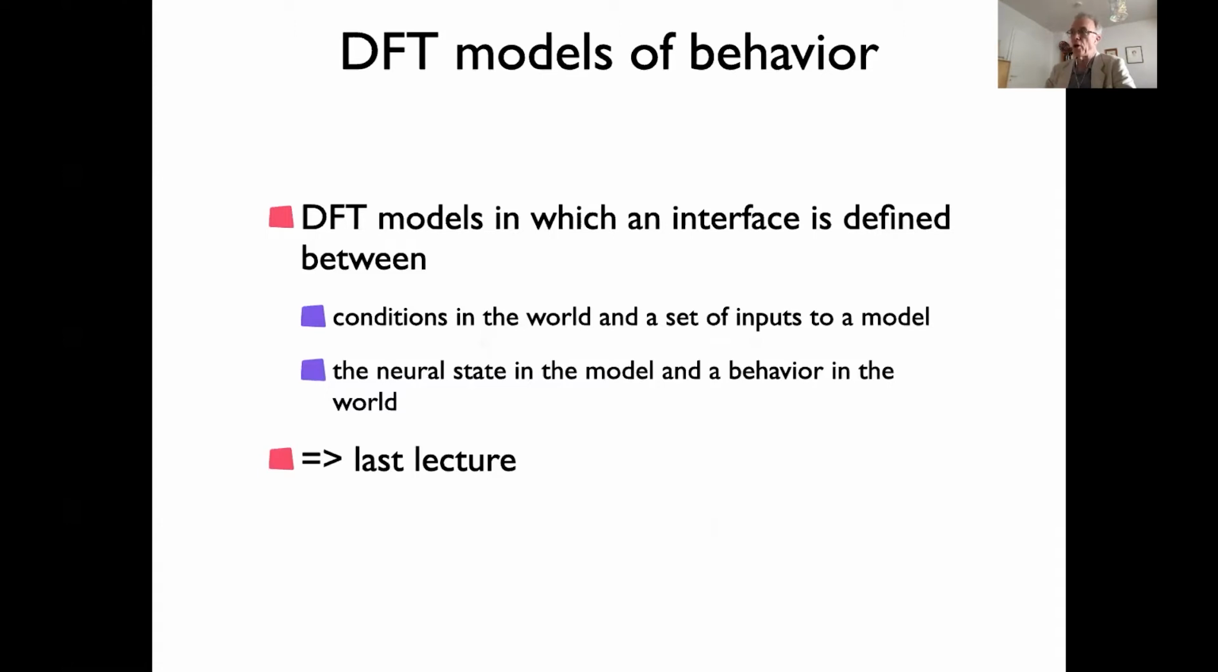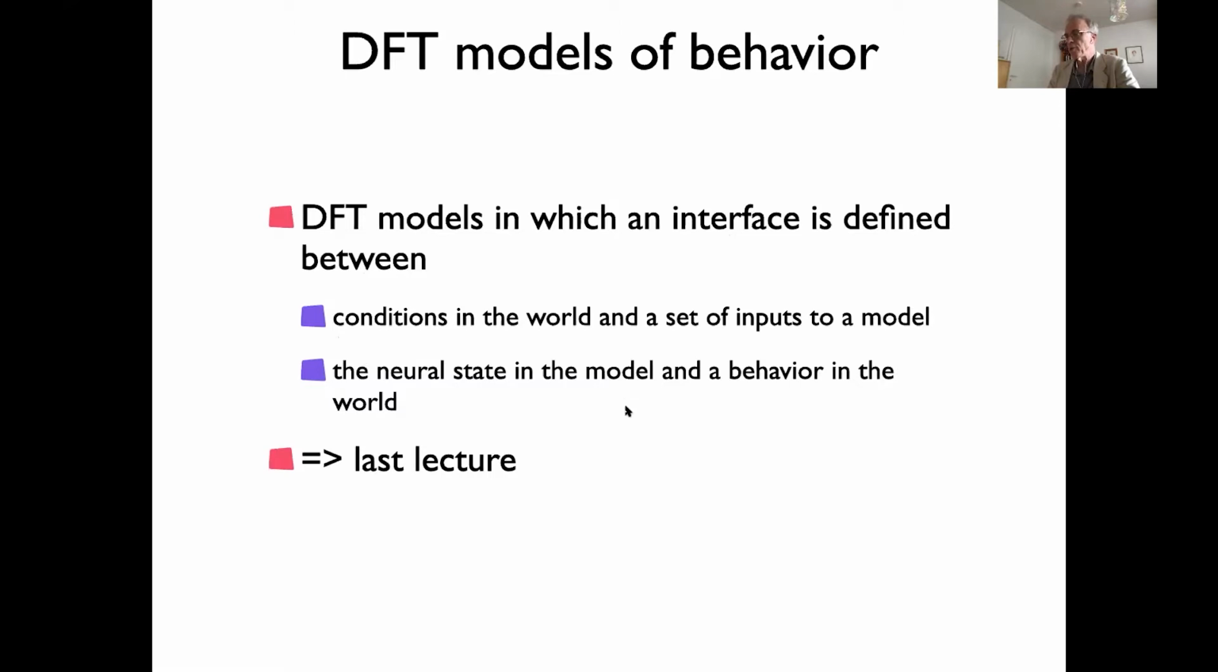The video you just saw looked at these DFT models when they are models of behavior, in the sense that there was an interface between the model and the world. Two ends: the conditions in the world that would be relevant for behavior or an experiment were mapped onto a set of inputs to the model. I think you should be seeing my cursor now. And on the other hand, the neural state in the model was mapped onto a particular behavior the model was supposed to explain in the world.